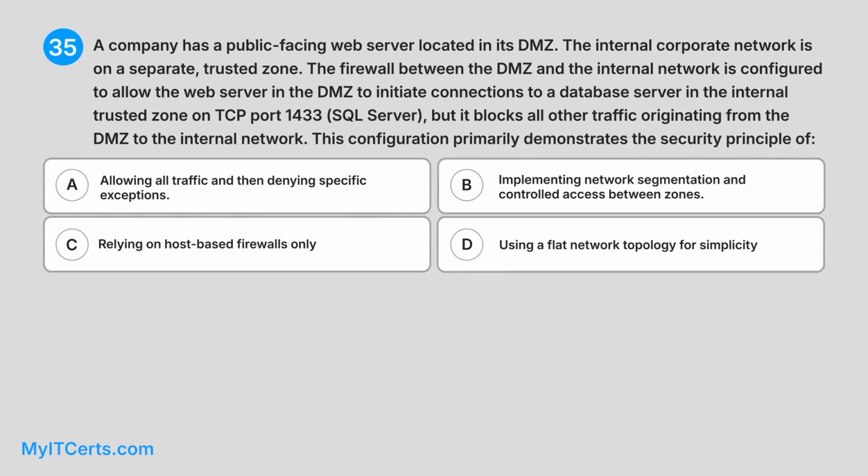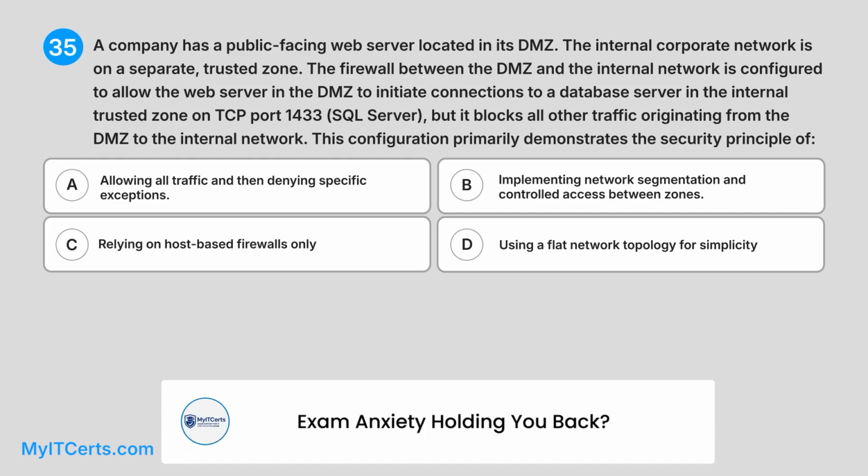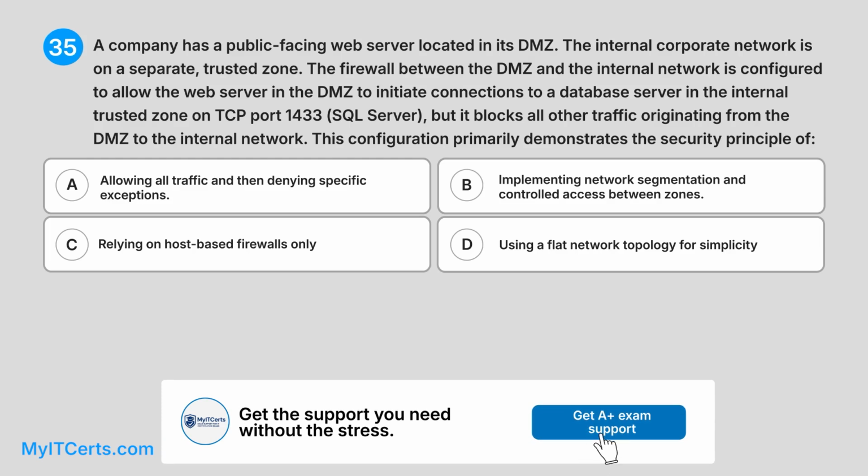35. A company has a public-facing web server located in its DMZ. The internal corporate network is on a separate trusted zone. The firewall between the DMZ and the internal network is configured to allow the web server in the DMZ to initiate connections to a database server in the internal trusted zone on TCP port 1433. But it blocks all other traffic originating from the DMZ to the internal network.